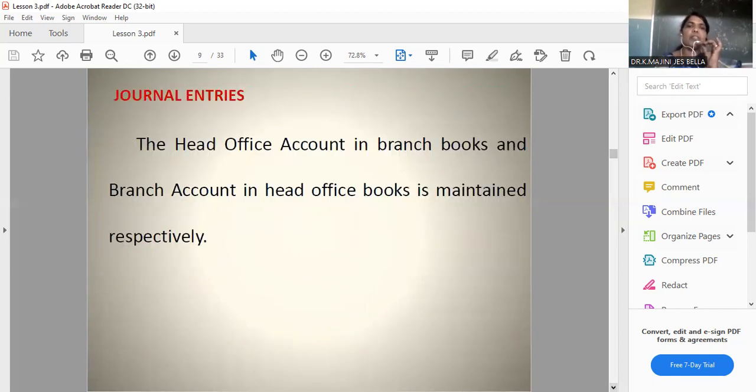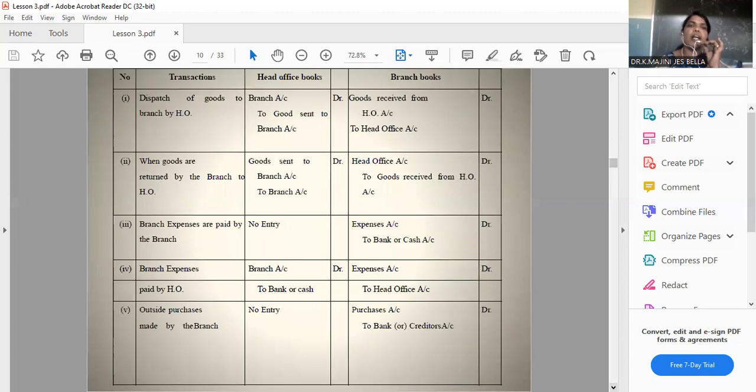I have given some of the journal entries for clear understanding. First, transactions. Dispatch of goods to branch by head office. When the head office sends the goods to the branch, what is the journal entry in the books of head office? Branch account debtor to goods sent to branch. Whenever you are writing any journal entry, first you should bring the golden rules to your mind. Then only you can easily write the journal entry without making any mistake, right?